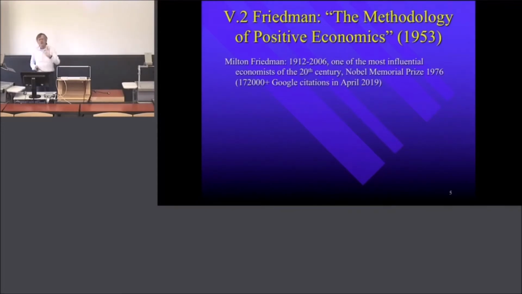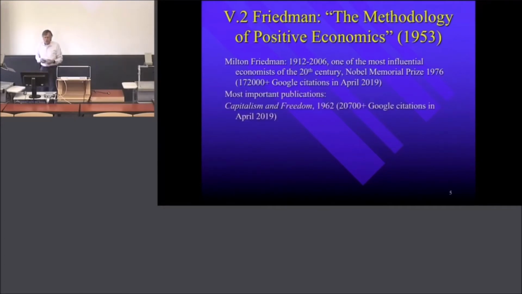So this is really massive, really massive. The most important publications, of course, Capitalism and Freedom from 1962, 20,000 Google citations, which is for a single paper really a lot. If you look at Fair and Schmidt, for instance, seemingly the most important paper published after 99, it has now something like 9,000 citations or so. So 20,000 citations is really a lot.